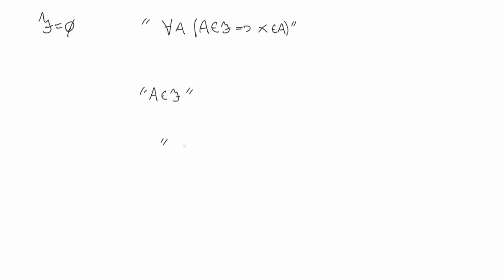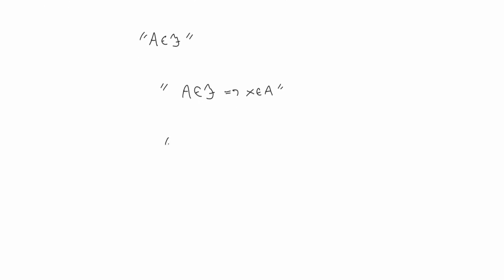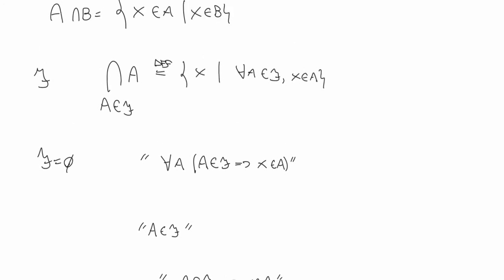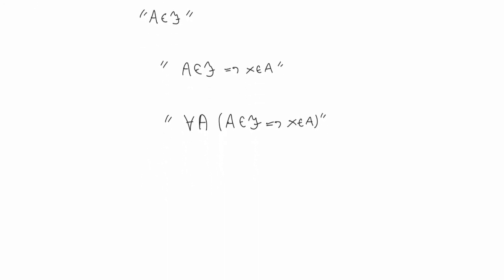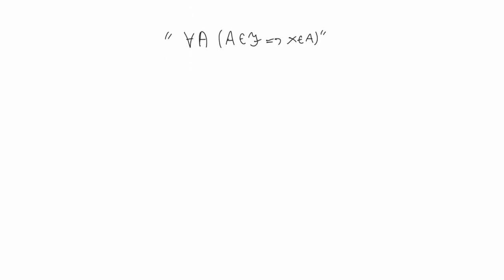So the property A in F implies x in A is true for every x and for every A. Thus, the property for all A in F implies x in A is true for every x. Thus, every x is in this intersection. So this is really problematic because it can be proved that the set of all sets does not exist if you, for example, admit the Zermelo-Fraenkel axioms.